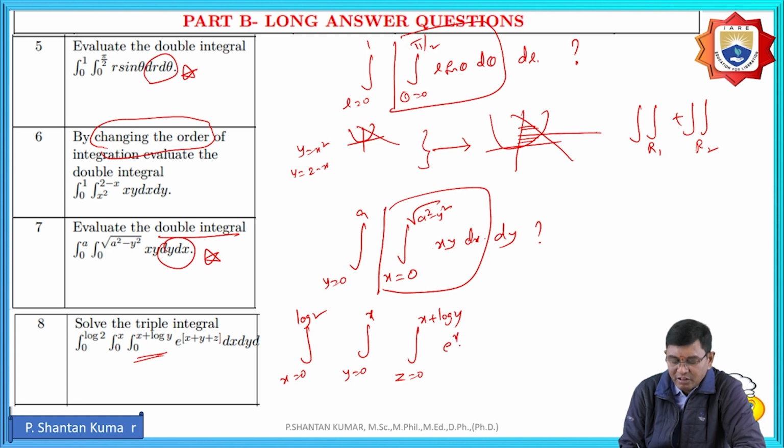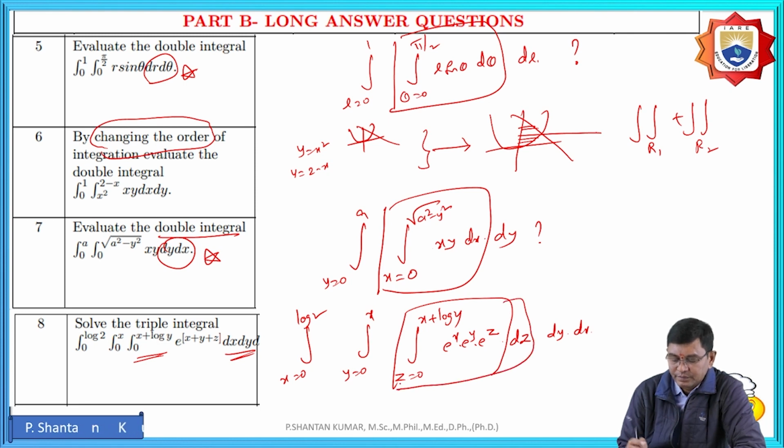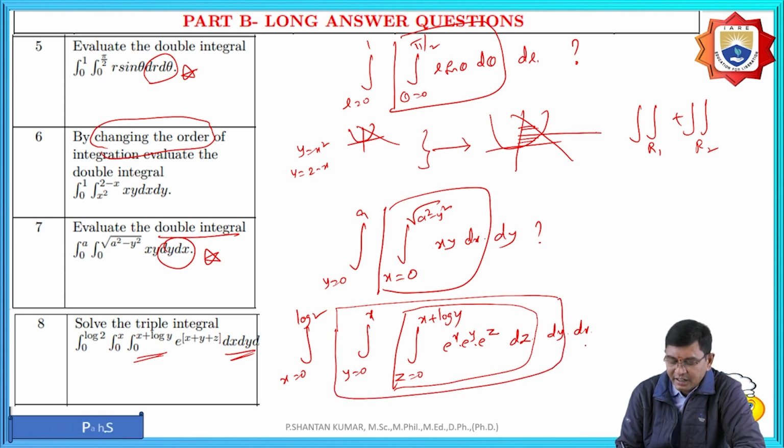That means e power x into e power y into e power z. First integrating with respect to dz, and again after that with respect to dy, and again after with respect to dx is the conditions. First integrating with respect to dz, then dy, and again after with respect to dx we find the solutions.